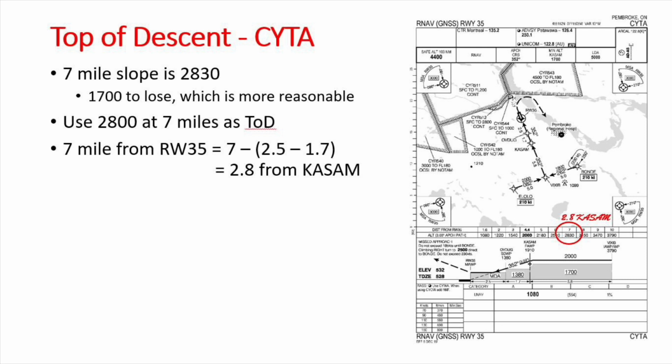We certainly won't want to transition direct VIXIB, as that would mean a very rapid initial descent after joining final. If you're unable to display the distance from the missed approach point, note that distance 2.8 miles back from Kassam for your top of descent.